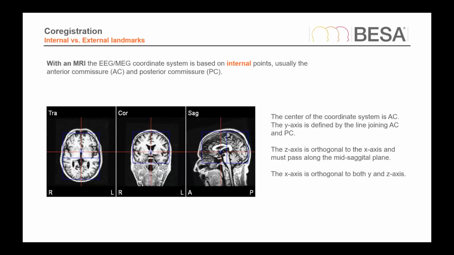And again, we will have an x-axis that goes from left to right, a y-axis that joins the posterior and anterior commissure and points in the anterior direction, and the z-axis again is orthogonal to these two other axes.